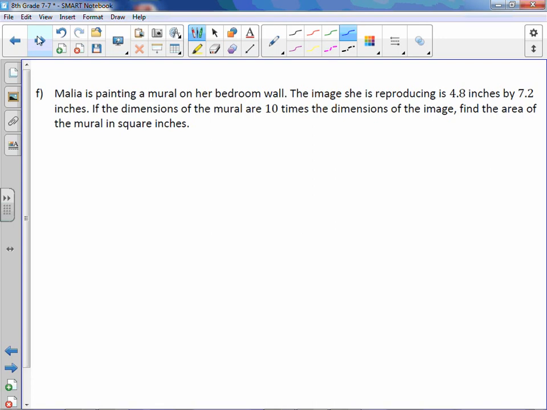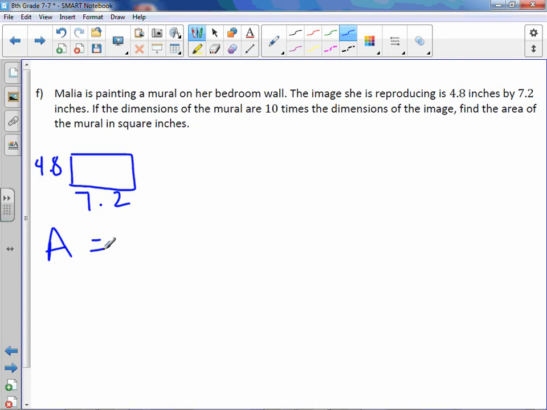Molly is painting a mural on her bedroom wall. The image she is reproducing is 4.8 inches by 7.2 inches. So 4.8 inches by 7.2 inches. If the dimensions of the mural are 10 times the dimensions of the image, find the area of the mural in square inches. Well, we need to know the area of this image first.